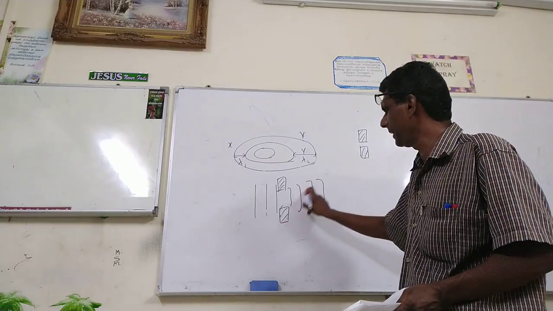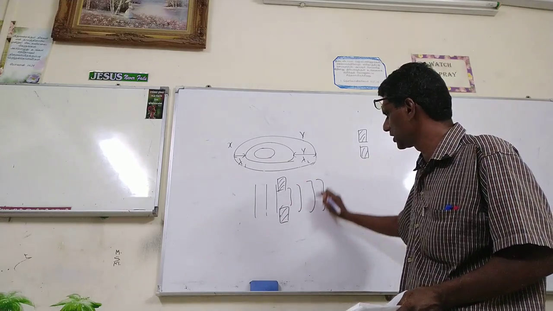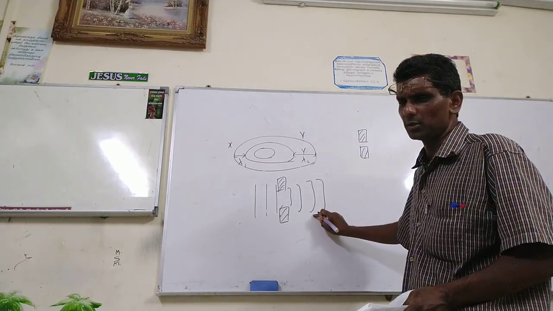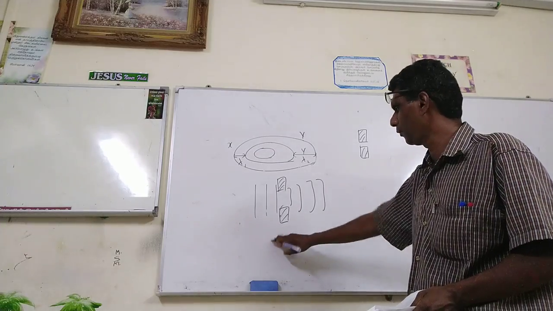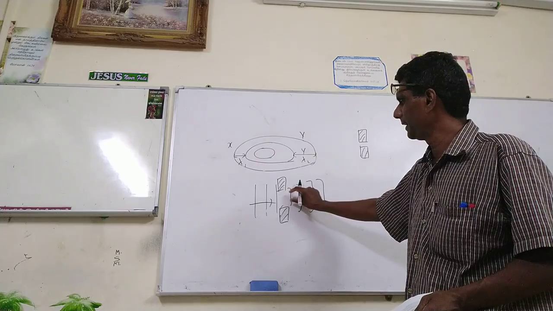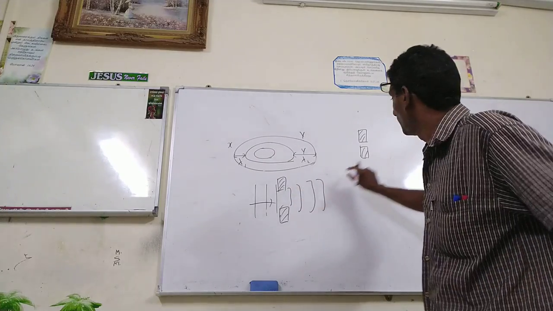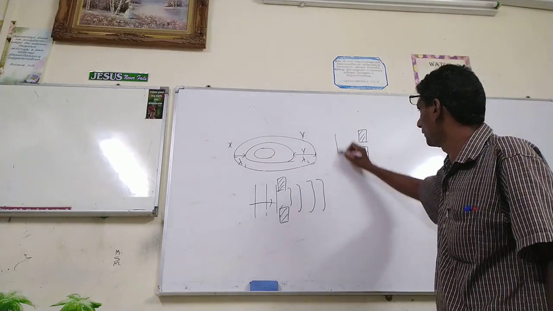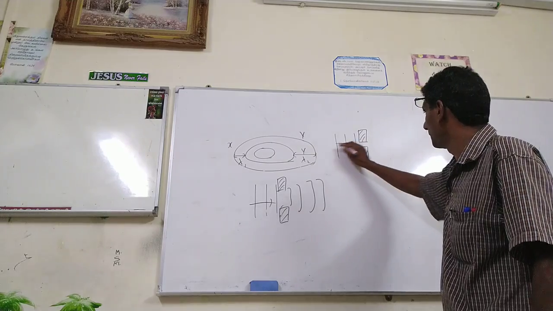Almost plane wave, a little bit of bend at the edge. So it's almost plane wave before and after. The wave comes like this, before and after, because it's a bigger gap. So if the gap is small, the wave coming like this through the gap.